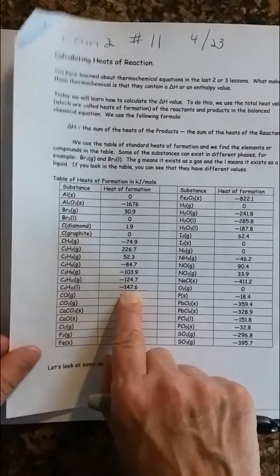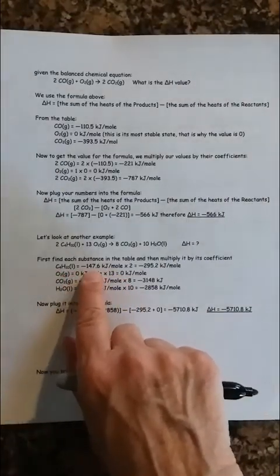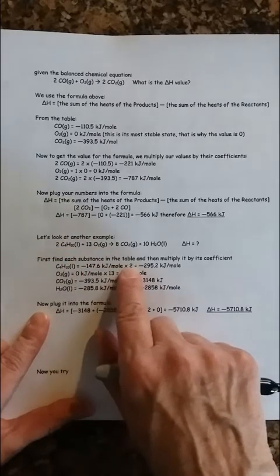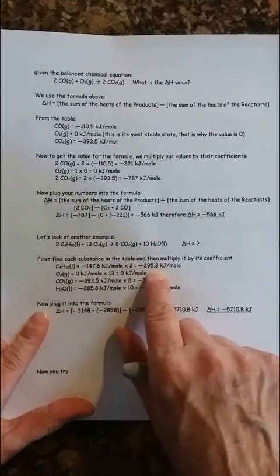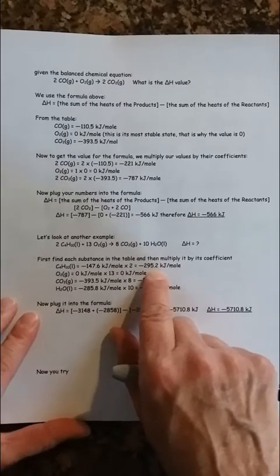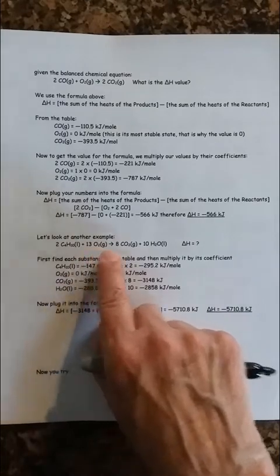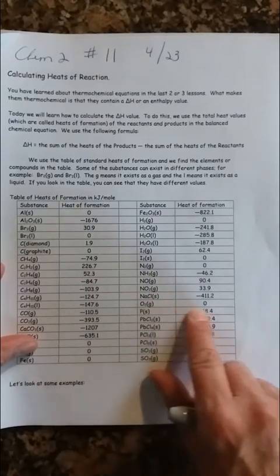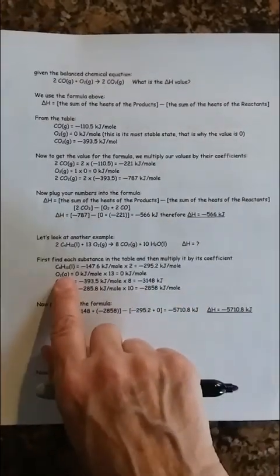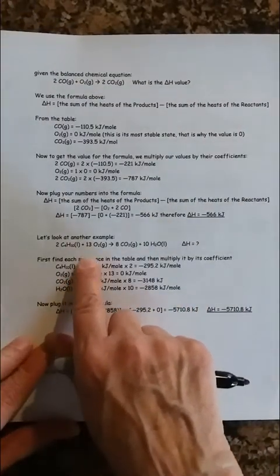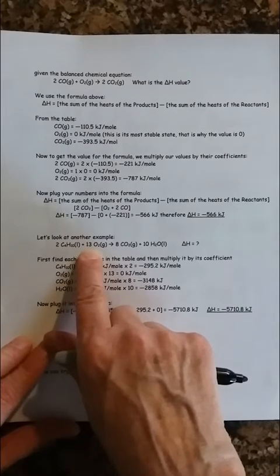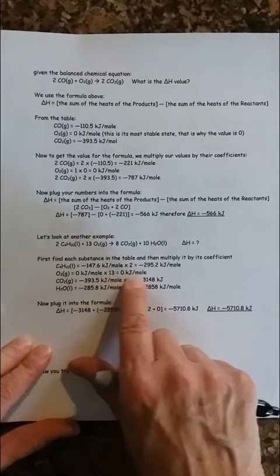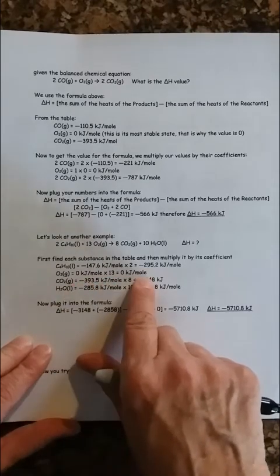So negative 147.6, negative 147.6, and there are two of them in the balanced equation. So I multiplied it by 2 and got negative 295.2. Then I looked up oxygen. O2 gas is 0. So oxygen is 0, and we multiply by the coefficient. Again, you don't have to do this part if you know that it's going to end up being 0. I'm just putting it in to show it to you. So there's 0 times 13 gives me 0.